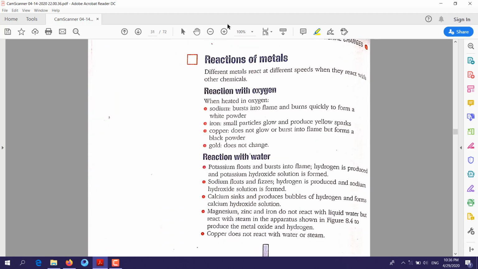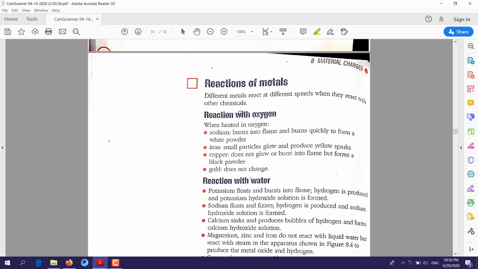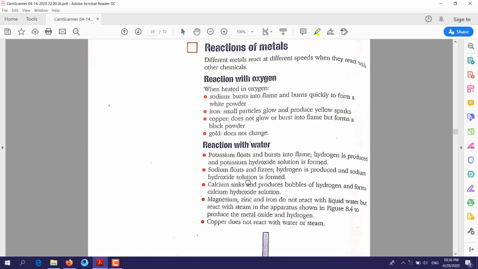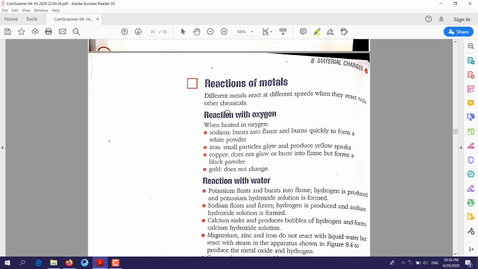Reactions of metals. Metals react with oxygen, they react with water, and they also react with acids. But different metals react at different speeds when they react with other chemicals. For example, let's take oxygen. Some of the metals react fast with oxygen. Others take a long time to react. So their reactivity differs when they react with oxygen.